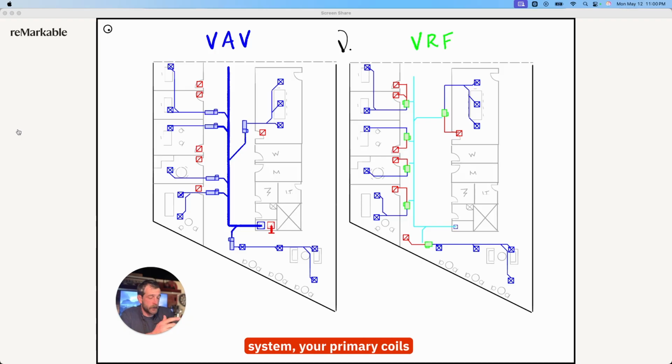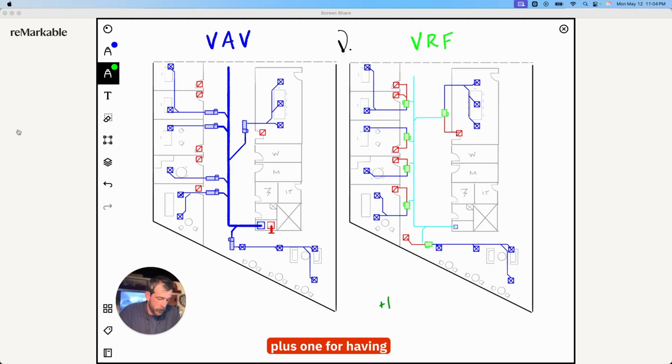So in a VAV system, your primary coils are in an air handler, maybe on the roof, and the air is already conditioned, and then it's distributed down a shaft through main ductwork before it gets to these VAVs, where the VAVs will vary the volume of the air to serve each zone. In a VRF system, the primary coils are at each zone. And with VRF, your return goes directly back to each zone. So you don't need a massive supply main and return main, which brings me to my first pro.